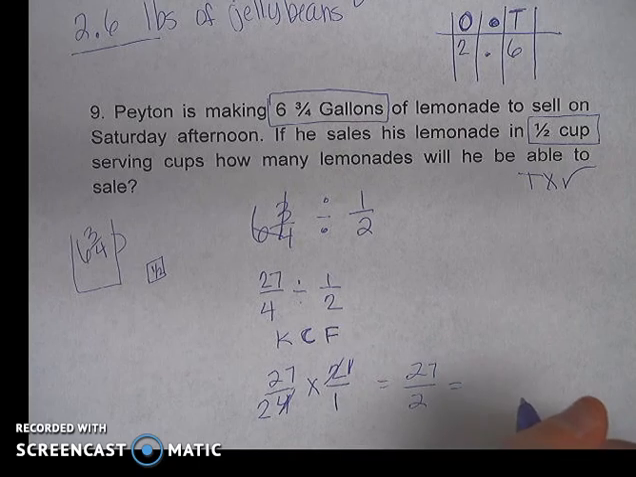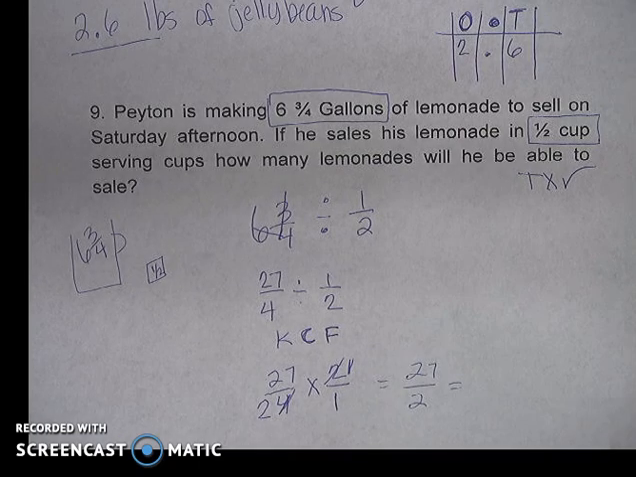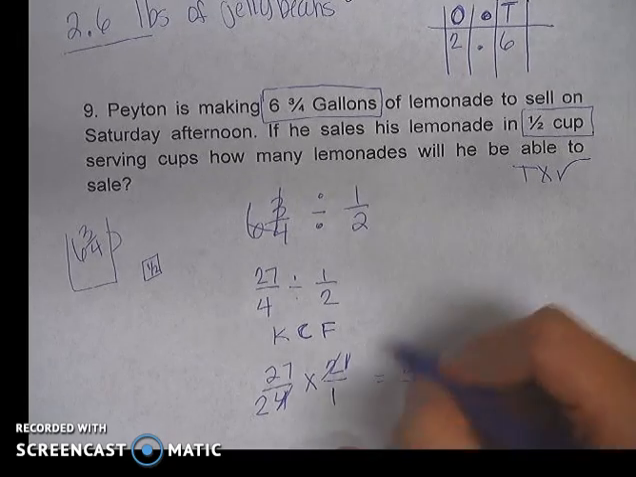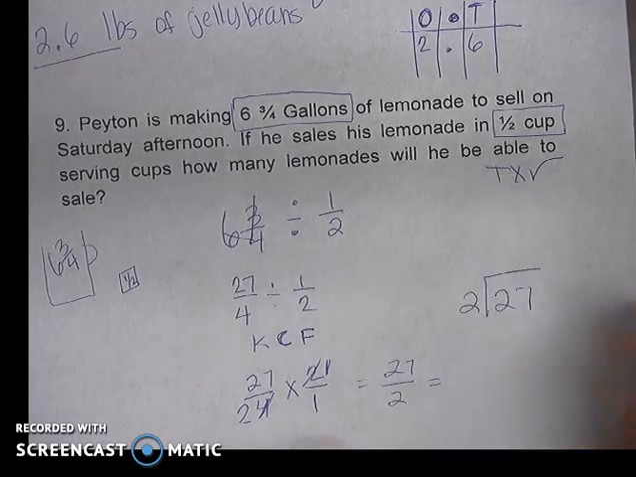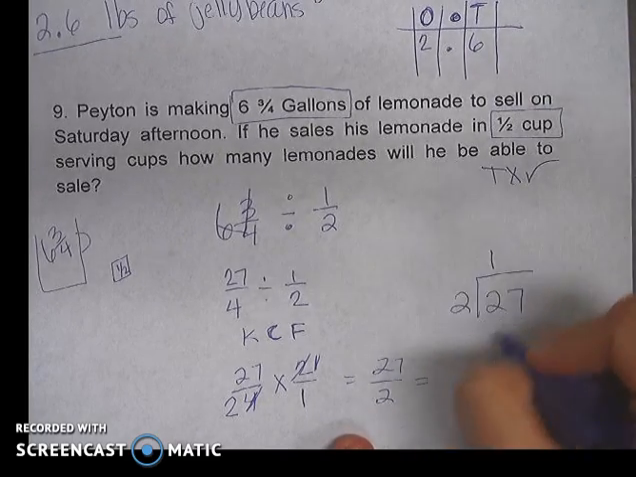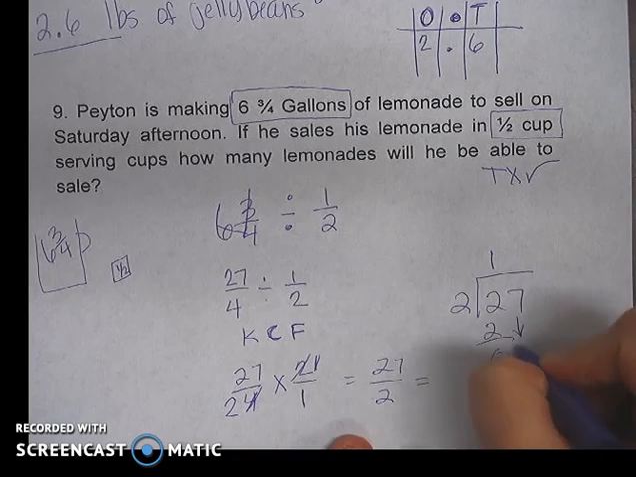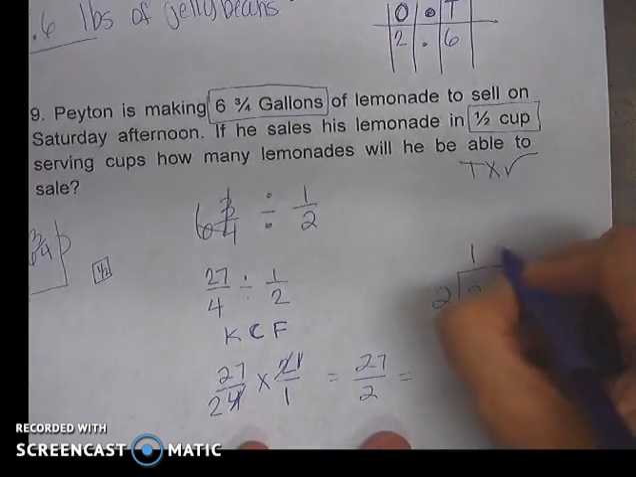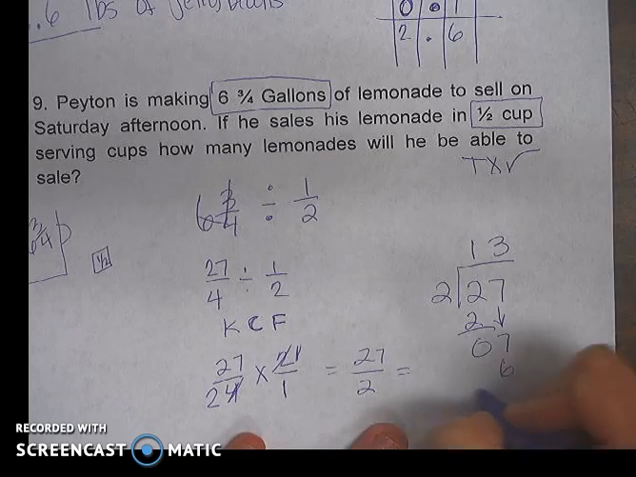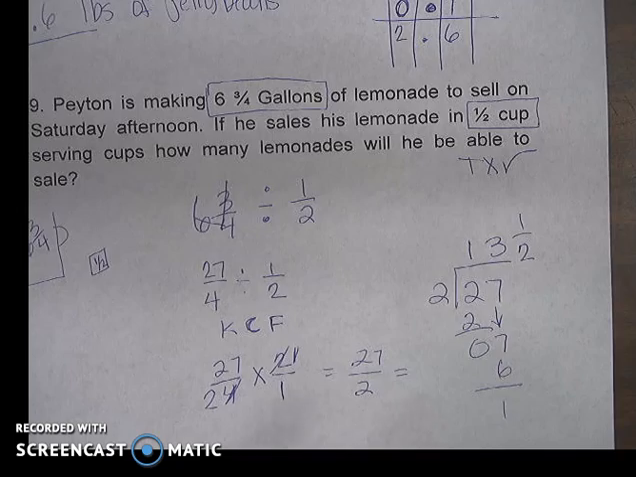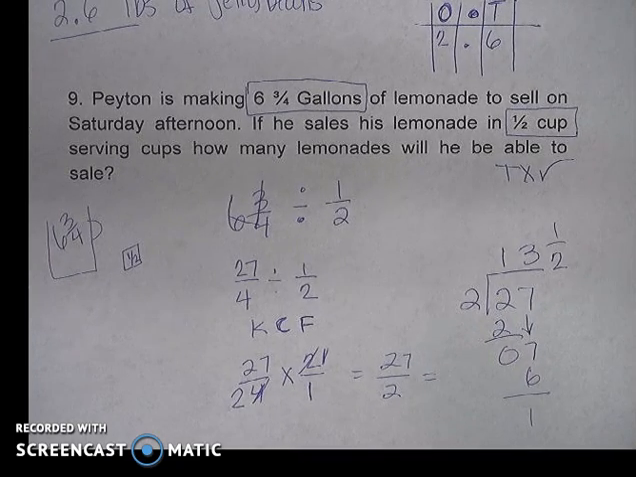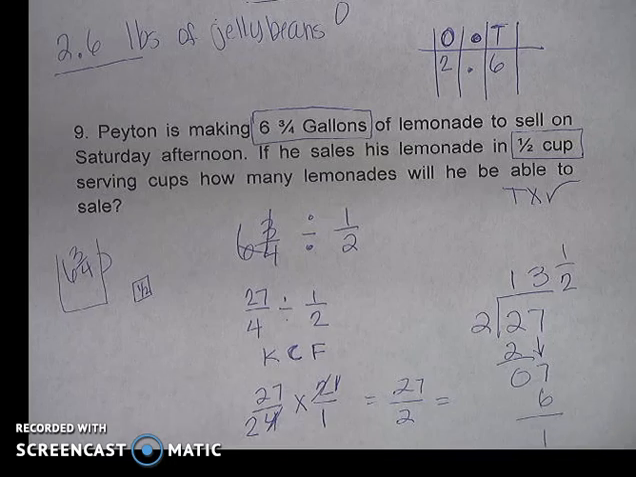Improper, so I'm going to have to divide it. To get rid of this improper fraction, I'm just going to have to divide. So 27 divided by 2. How many times will 2 go into 2? 1. Bring down the 7. How many times will 2 go into 7? 3 times. And you're left with 1/2 left over. So they will be able to serve 13.5 cups of lemonade, which really, you're not going to serve a 1/2 cup of a lemonade, so you could say about 13 cups.